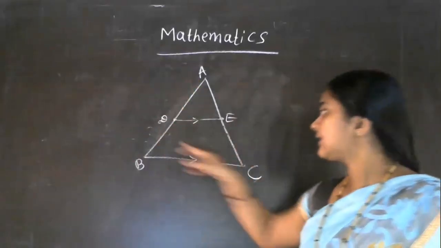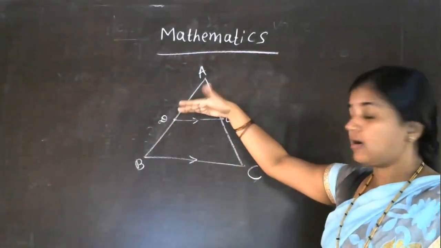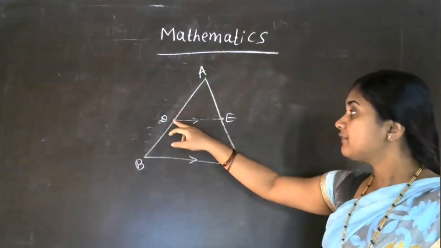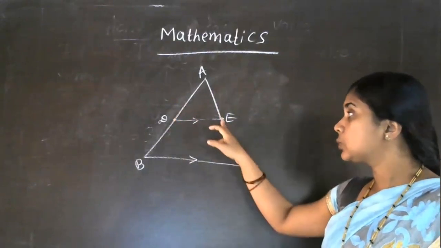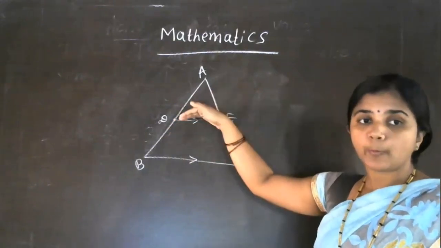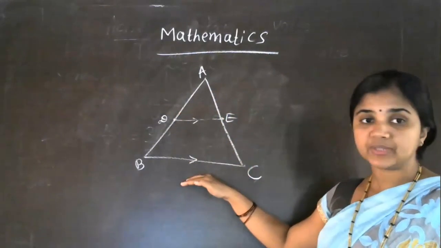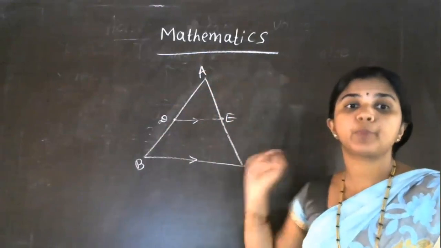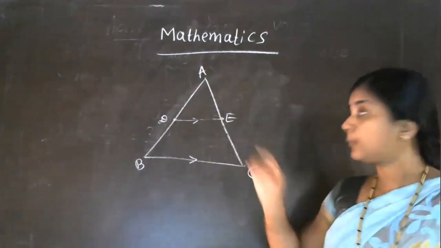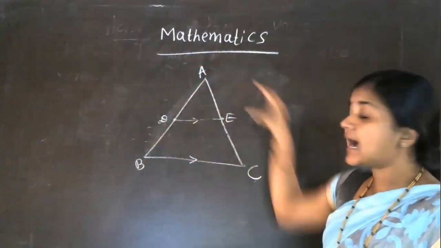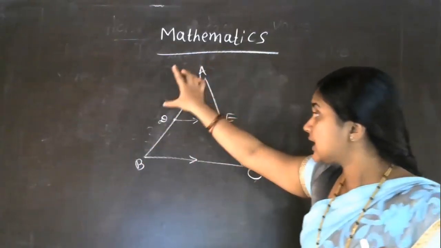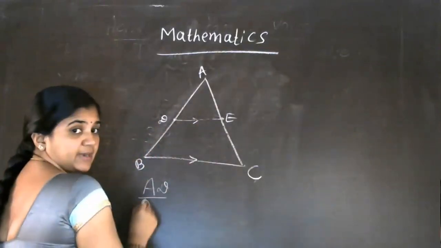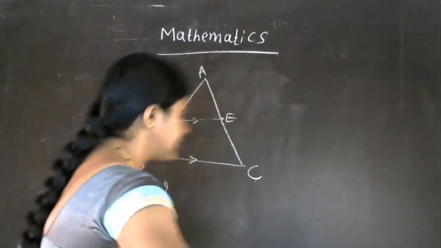See, in one triangle, if a line is parallel to the third side of the triangle, when we draw one line from any two sides of the triangle, and the obtained line is parallel to the third side of the triangle, then the two sides are in proportion. Two sides are in proportion in the sense that the two sides are in the same ratio. So that is AD divided by DB. Here you can observe AD divided by, is the board visible or not? I think it is not visible.